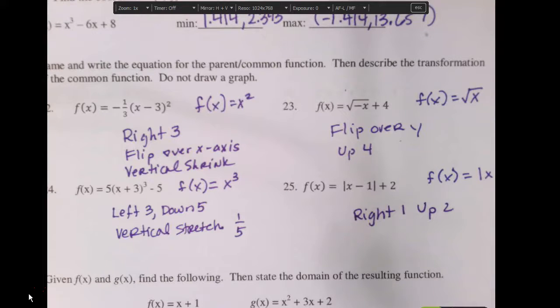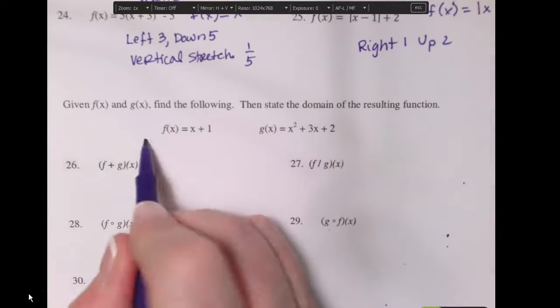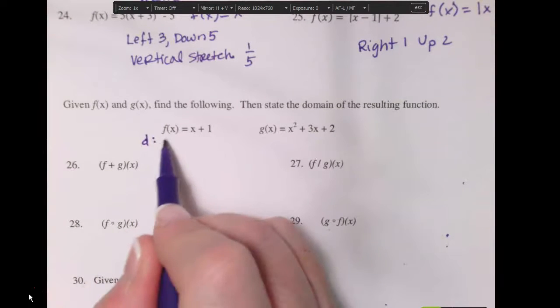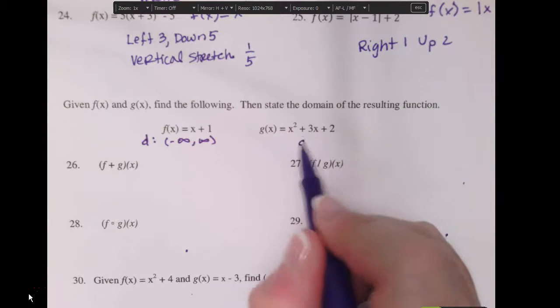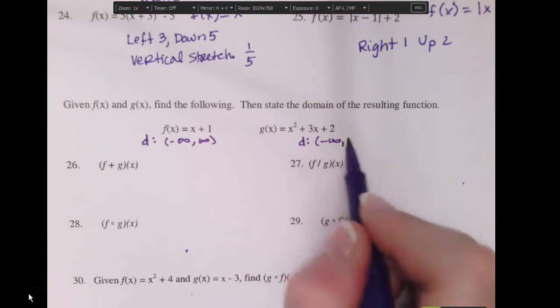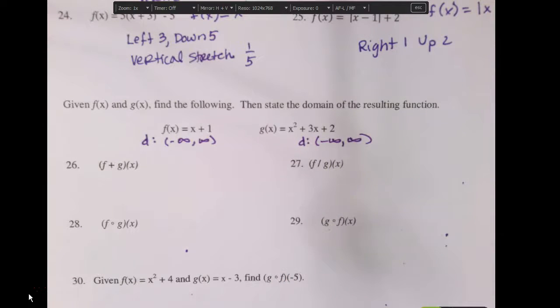Okay, given f of x and g of x, find the following, then state the domain of the resulting function. So really, when you're doing domains of resulting functions, you kind of just want to look at the domains of the original functions. The domain of this one, there's no x you can't plug in, and the domain of this one, there's no x you can't plug in. So in general, you're looking for the union of the two sets. There are no limitations because we don't have any radicals or anything.